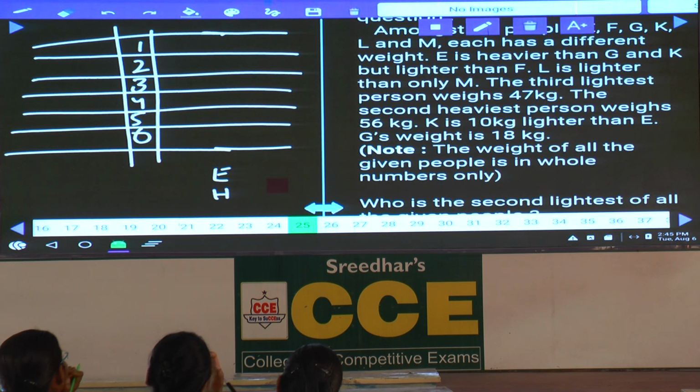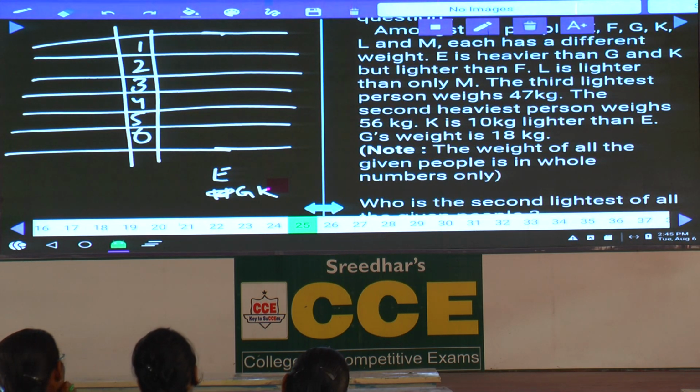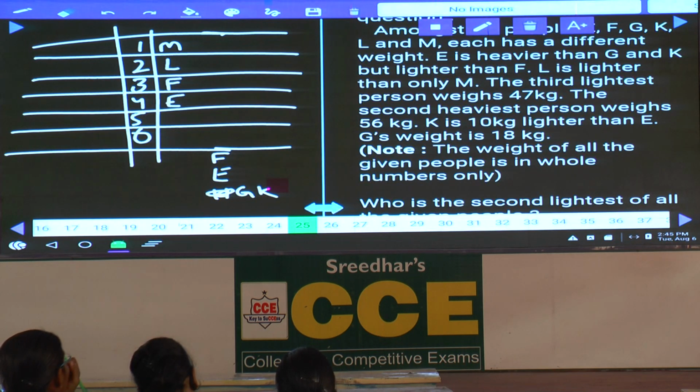E is heavier than G and K, but lighter than F. And the next one, L is lighter than only M. As L is lighter than only M, L and M must be in these two places. L is lighter than only one person, hence M and L is here, then the next one is F, G, E. Then between G and K, either in the fifth or the sixth places in any order.